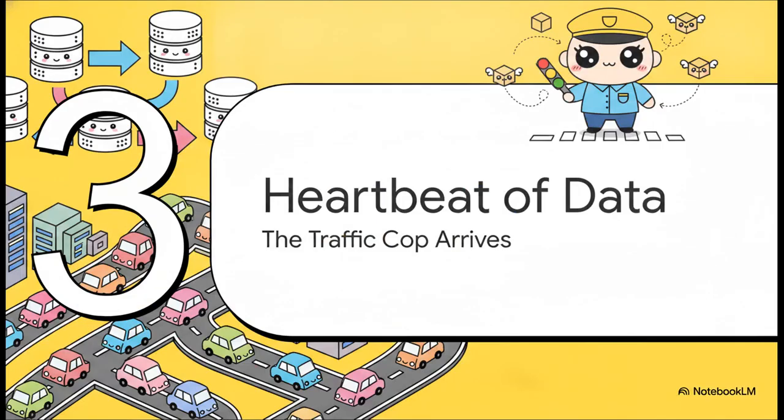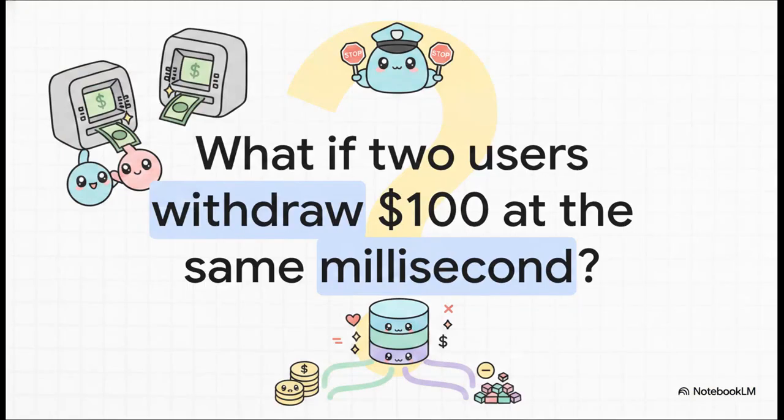Section 3. The heartbeat of data. The traffic cop arrives. The city is built, so let's pivot. We need a traffic cop to manage the millions of invisible cars driving on these roads. Think about this scenario. What happens when two people sharing a bank account try to withdraw the exact same $100 from two different ATMs at the exact same millisecond? This right here is the ultimate problem of concurrent access. If the database blindly processes both requests, you're going to end up with missing money, negative balances, and just totally corrupted data.